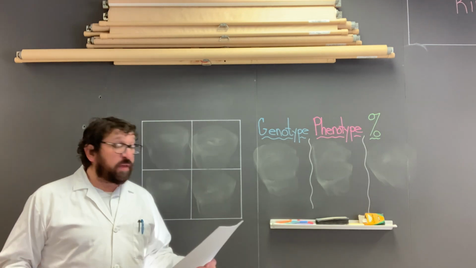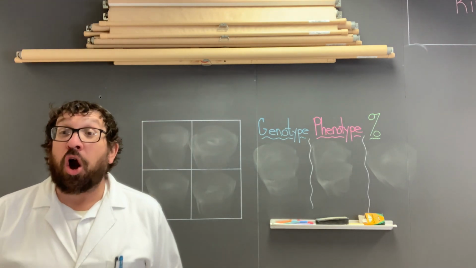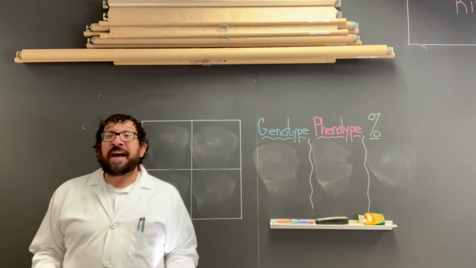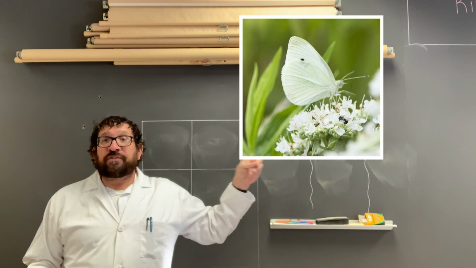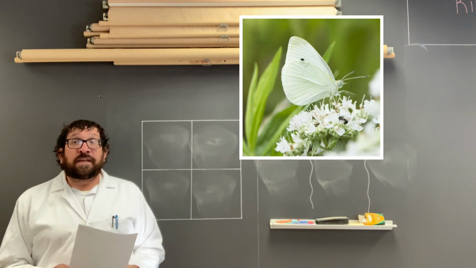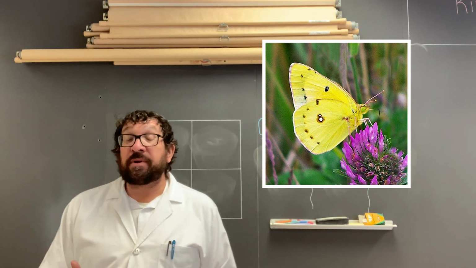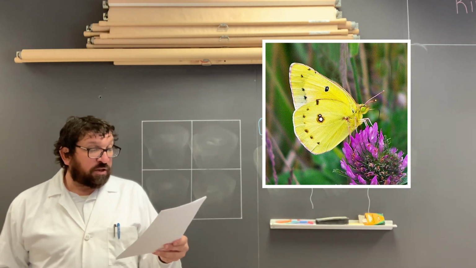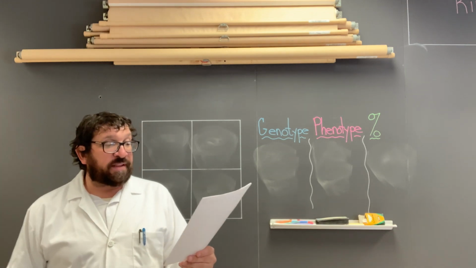Okay, welcome back to the Punnett Square Practice Hour. What we're going to do and talk about right now are cabbage butterflies. That's right, cabbage butterflies. Cabbage butterflies have one of two colors. We've got white wings or we've got yellow wings. White wings happen to be dominant over yellow wings. So in cabbage butterflies, white wings are dominant to yellow wings.